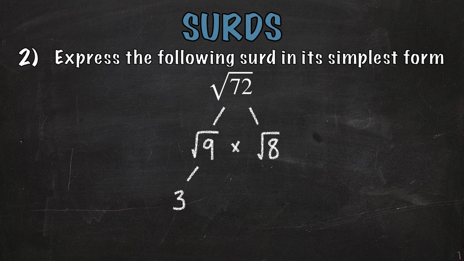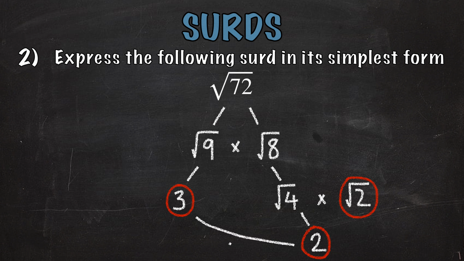Then we have the square root of 8. So two numbers which multiply together to give us the square root of 8 are the square root of 4 and the square root of 2. Let's simplify the square root of 4 first. So we get 2, and then we're left with the square root of 2, which we cannot simplify because it's already in its simplest form. Now we need to circle everything that's left over and multiply them together. So we have 3 and 2 and the square root of 2. 3 multiplied by 2 gives us 6, and then we multiply that by the square root of 2 to get the final answer of 6 square root 2.